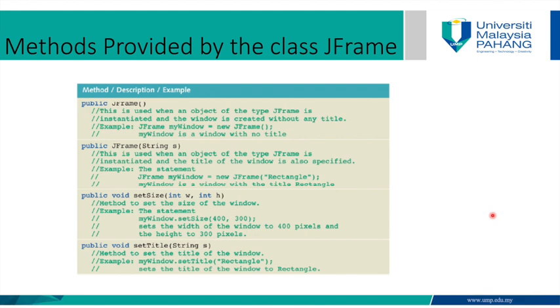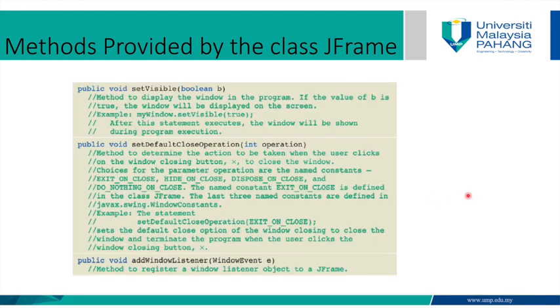These are methods provided by the class JFrame. You can go through them on your own. It has the public JFrame, JFrame with a string s, etc. Here is how you can set the size and then set the title.